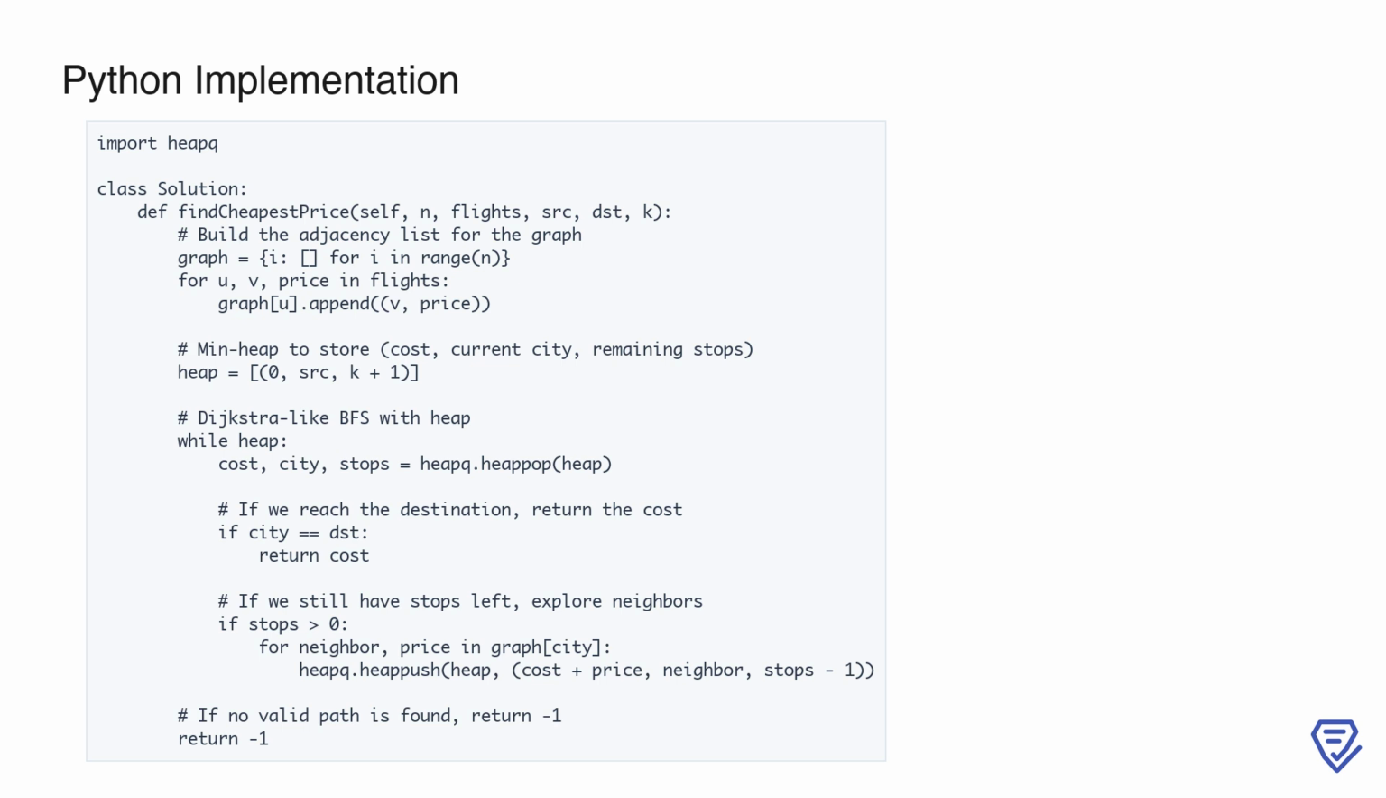This approach uses a combination of Dijkstra's algorithm and BFS, tailored for the k-stops constraint by keeping track of remaining stops in the heap. The use of a priority queue ensures that the algorithm efficiently finds the cheapest path. The overall time complexity is approximately O(e + n log n), where e is the number of edges, flights, and n is the number of cities.